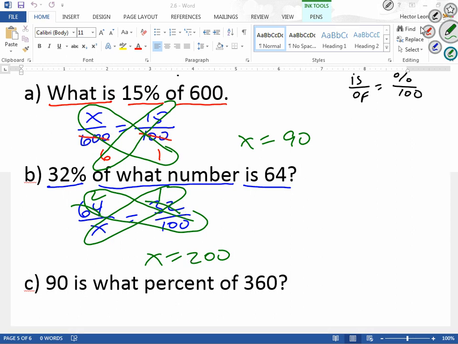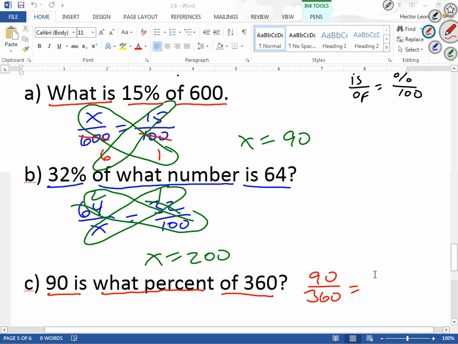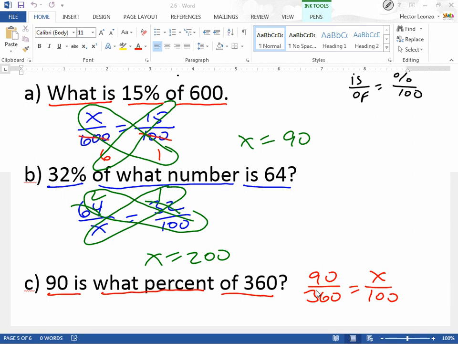Now let's take a look at an example C. 90 is, so I know my is, what percent of 360? Remember, I have to go is over of, so I'm going to go 90 over 360. I don't know my percent, so I'm going to go x over 100. 90 over 360, let me divide each by 90, so I'm going to have 1 over 4.